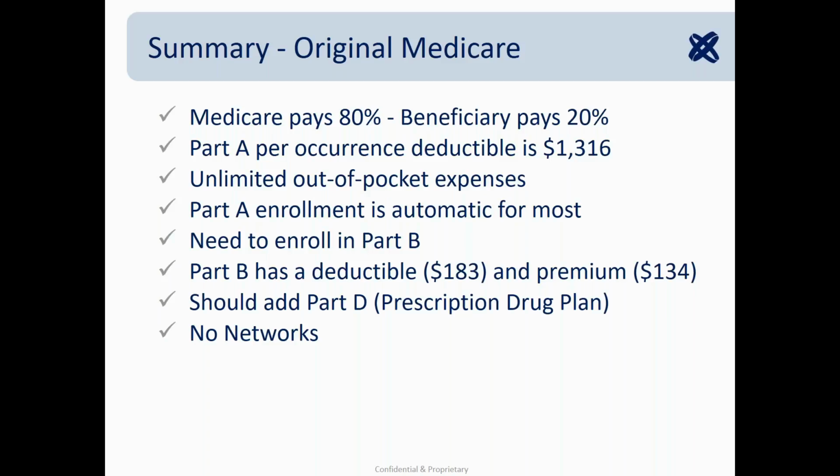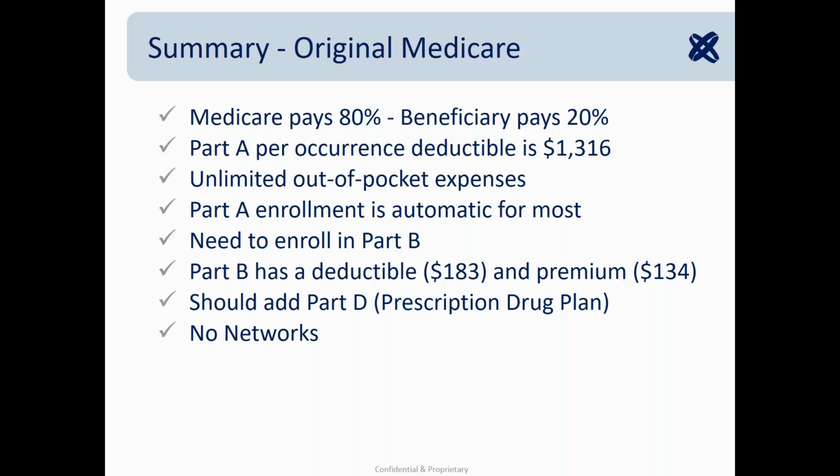You need to enroll in Medicare Part B, but if you work for a large employer over 20 lives, you may not have to enroll in Medicare Part B if you don't want to. If it's less than 20 lives, Medicare will be the primary, so yes, you need Medicare Part A and B if you're on an employer group plan that has 20 or less employees. Part B has a deductible of $183, and the premiums start out at $134 per month.